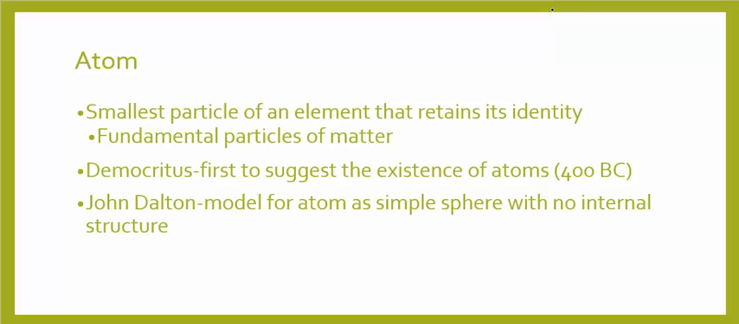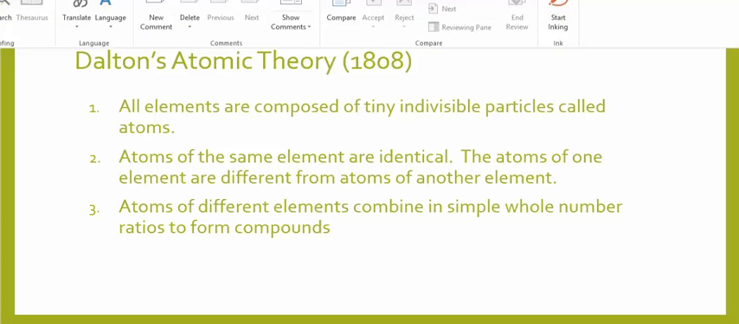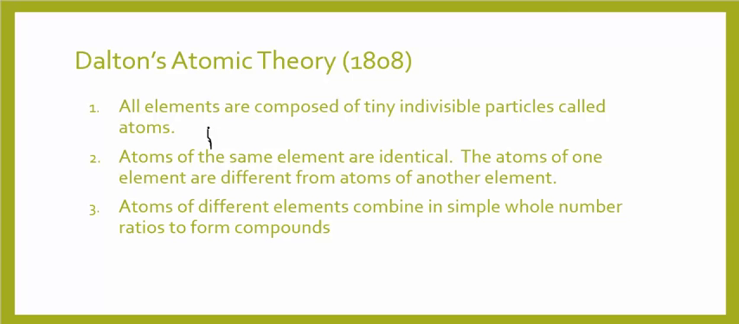Dalton said an atom is a sphere with no internal structure. And John Dalton in 1808 came up with his atomic theory, and there are 4 postulates to his atomic theory. Number 1, all elements are composed of indivisible particles called atoms. Well, today we know that atoms are composed of protons, neutrons, and electrons. So this statement is not perfectly correct, but the technology at Dalton's time was not there to look at atoms.